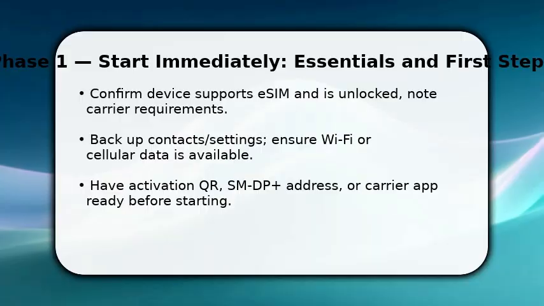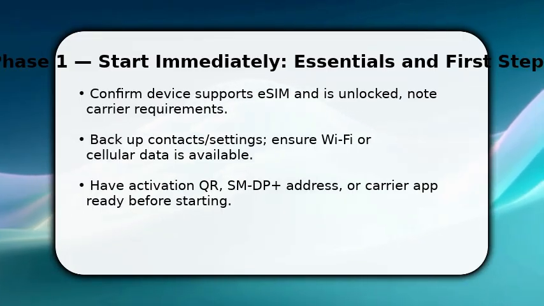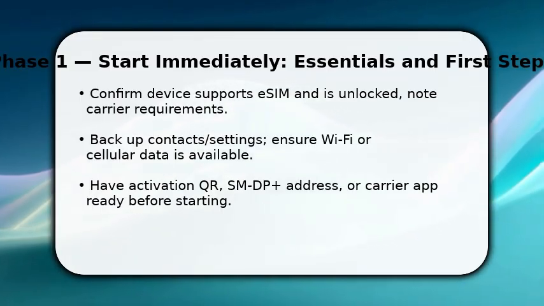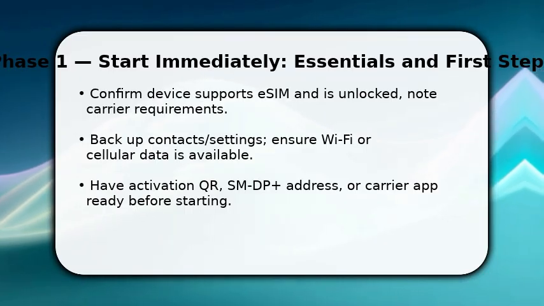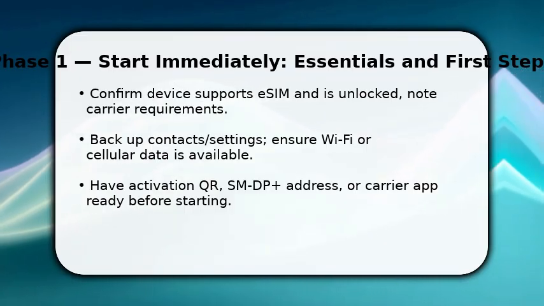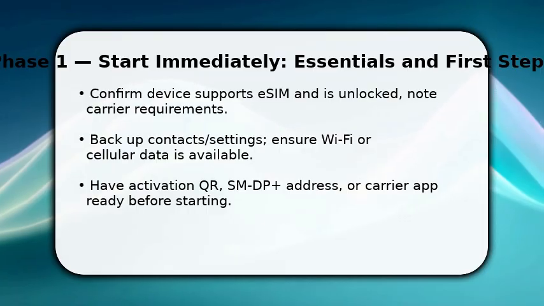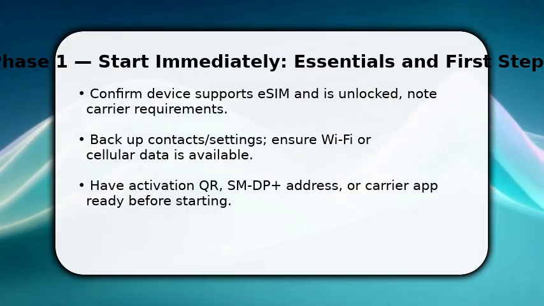Enjoy the video. You begin by confirming the device supports eSIM and is unlocked. This matters because a locked phone can block provisioning. Once done, back up contacts and essential settings and make sure you have reliable Wi-Fi or working data.